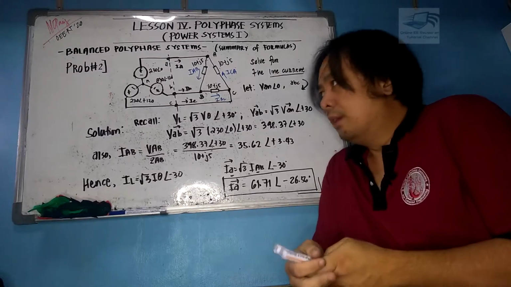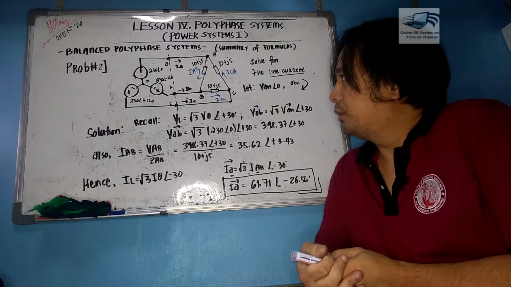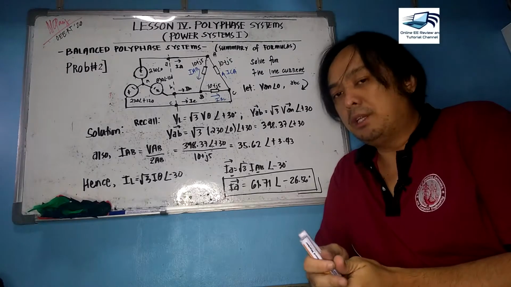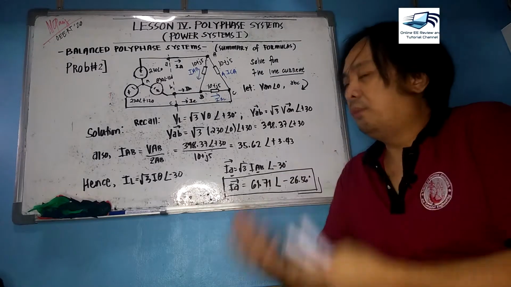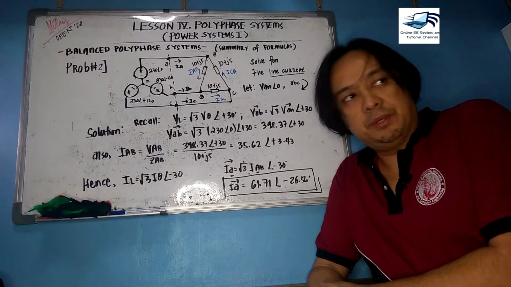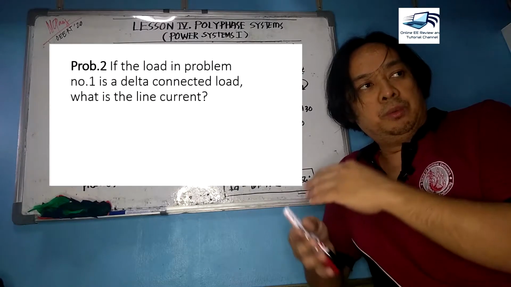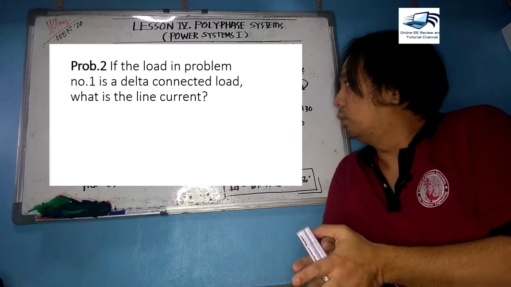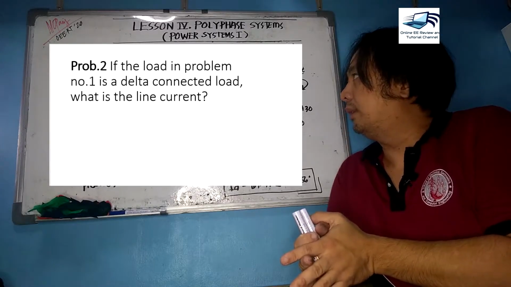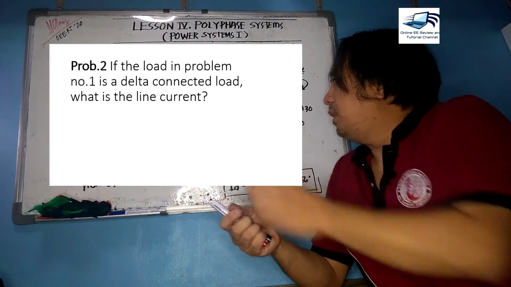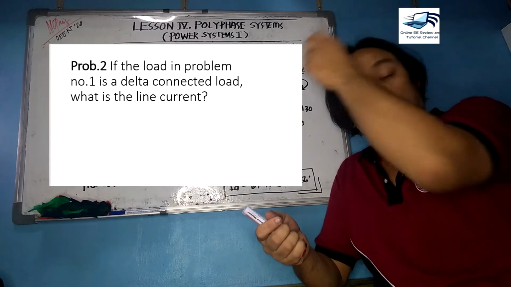Hello once again. So we will continue our discussion on problem number 2 under the balanced polyphase systems, under the lesson of your polyphase systems or power systems 1. So let's read the problem first. Now, based on problem number 1, if the load is already reconnected to a delta connected system with the same impedance, we need to get the line current.